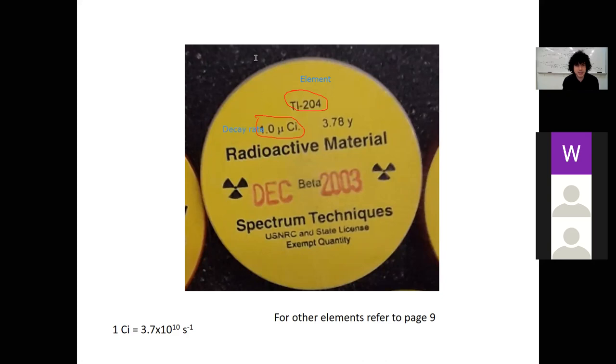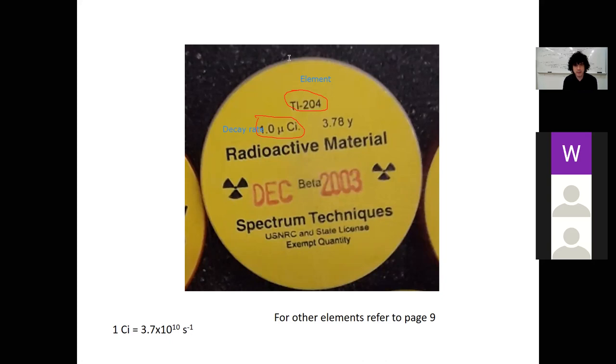And the decay rate is in units of Curie, named after the French scientist Marie Curie, who won two Nobel Prizes in both physics and chemistry. And one Curie is equivalent to 3.7 times 10 to the 10 seconds to the minus 1. So this is the decay rate, so 10 to the 10 particles per second. So the level here is 6 orders of magnitude smaller than 1 Curie.